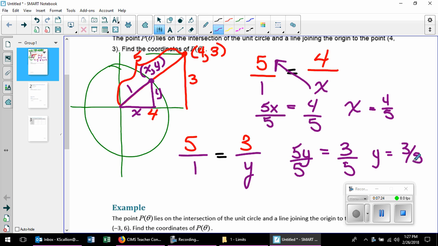So what's the coordinate pair? 4/5, 3/5. That's exciting. But you can also do it another way.